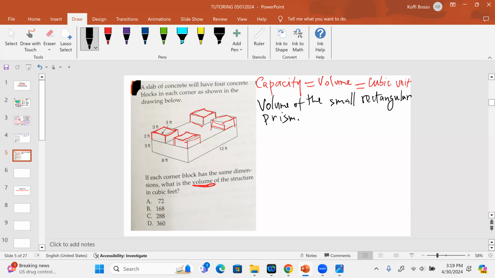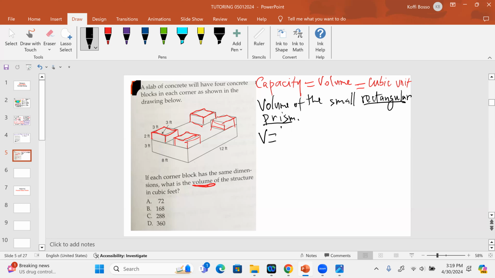When you have a rectangular prism, what is the volume for a rectangular prism? You can check in the book and let me know. The volume for a rectangular prism is not the surface area, right? It's the length times width, and now you multiply by height. So the length here is 3, multiply by width, which is also 3, multiply by the height.